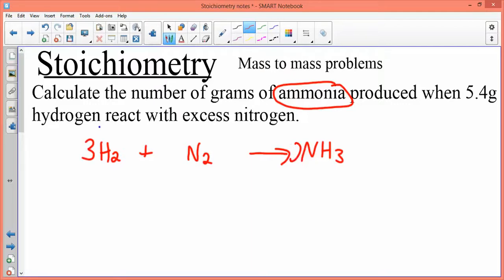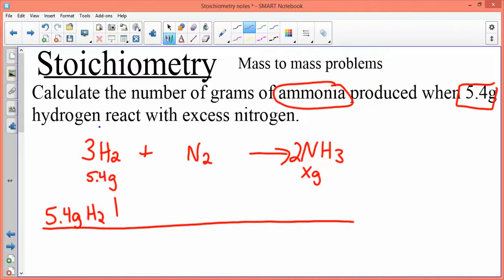Now that I have my balanced equation, I'll go back and look at the numbers given in the problem. 5.4 grams of hydrogen. I have more than enough nitrogen to react with all of my hydrogen, and it says calculate the number of grams of ammonia. So I want X grams of NH3. I'm starting with hydrogen and going to ammonia. So I'll write down my given, 5.4 grams of hydrogen. And the first step is, if you're not given moles, always change to moles.